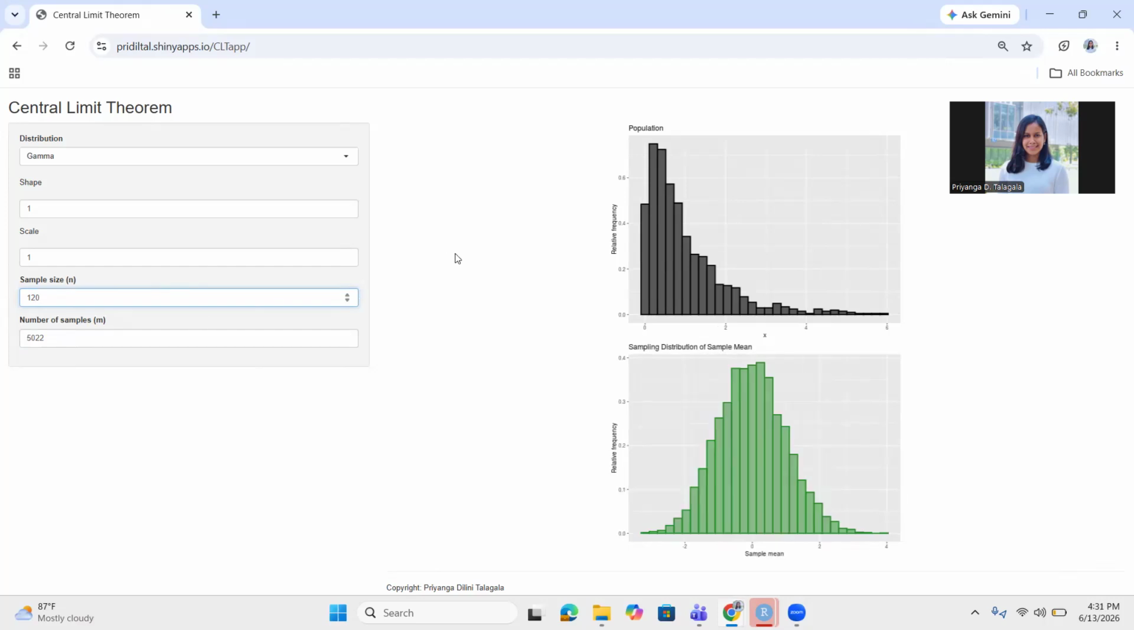So through this interactive visualization, we can clearly see how the central limit theorem works in practice, transforming any population distribution into an approximately normal sampling distribution of the sample mean. Overall, this Shiny application provides a powerful and intuitive way to understand one of the most fundamental concepts in statistics. Thank you for watching.